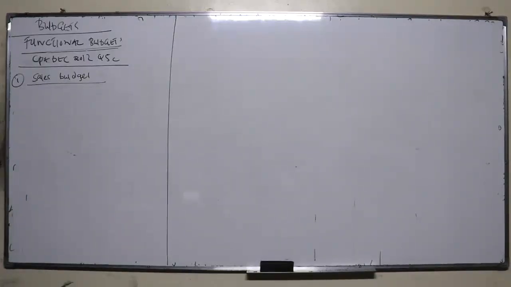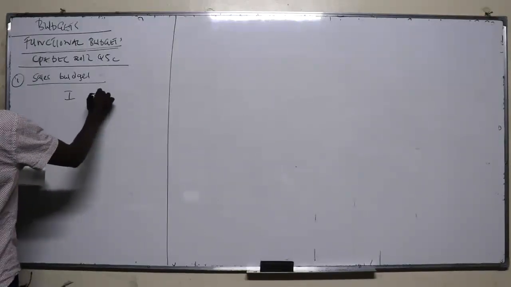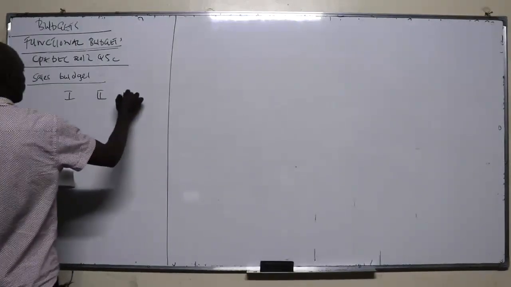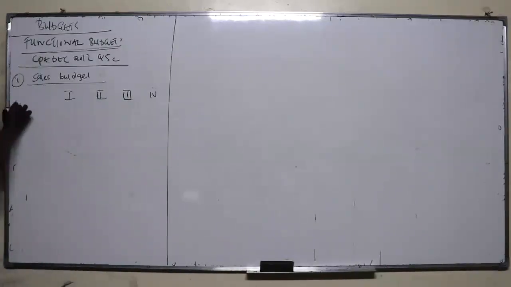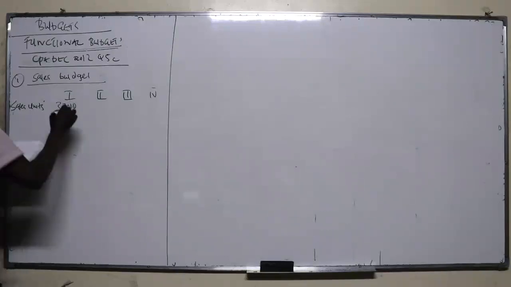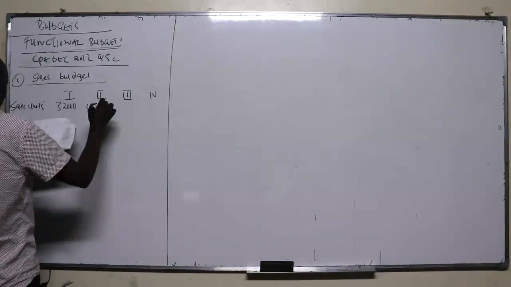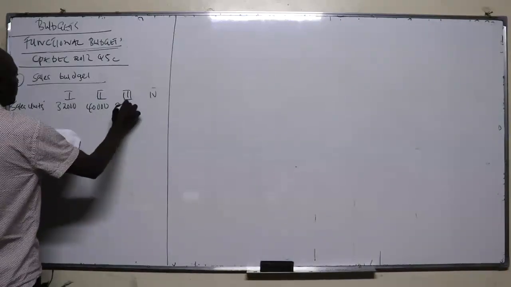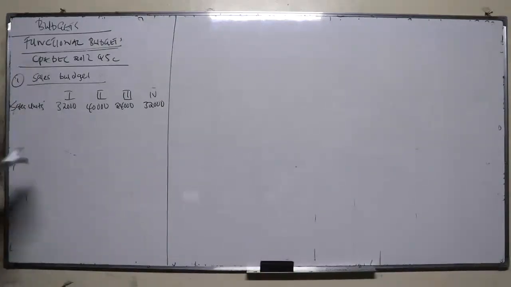So we have 4 quarters: quarter 1, quarter 2, quarter 3, and quarter 4. These are the sales units they expect to sell. Quarter 1 is 32,000 units. Quarter 2 is 40,000 units. Quarter 3 is 24,000 units. And quarter 4, so those are the sales estimates.